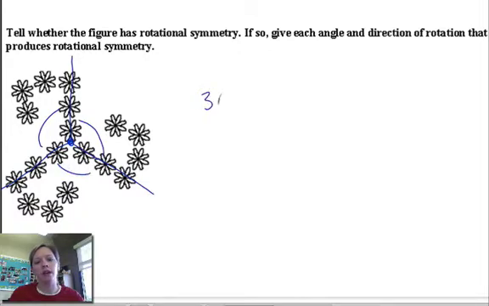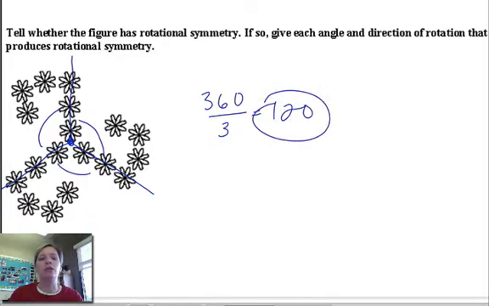We have to divide 360 by 3, and we get 120. So that's my angle of rotation. You could actually rotate it either direction, counterclockwise or clockwise, and it would still land on top of itself.